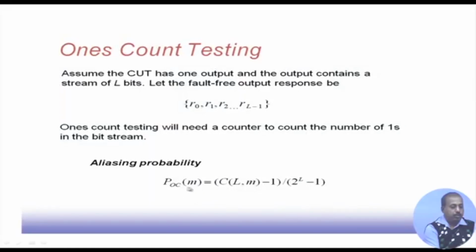And out of this, the aliasing probability is given by this expression. So, the aliasing probability that out of L cases there will be m ones will be C(L, m) minus 1 divided by 2 to the power L minus 1. This is the total probability of this aliasing.